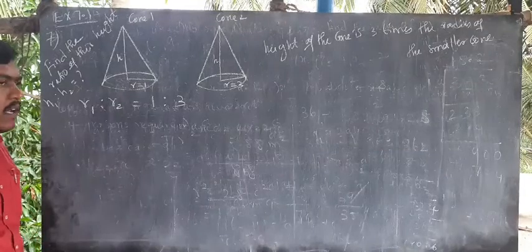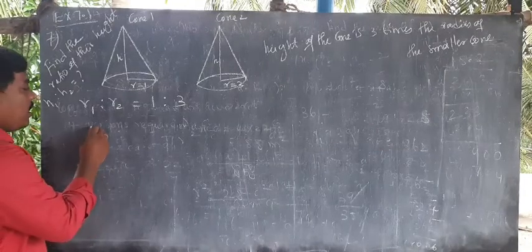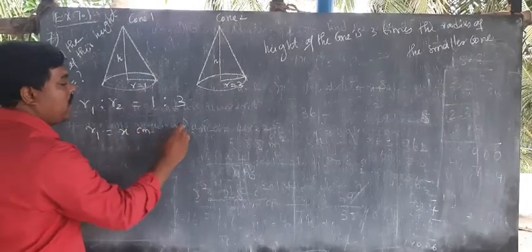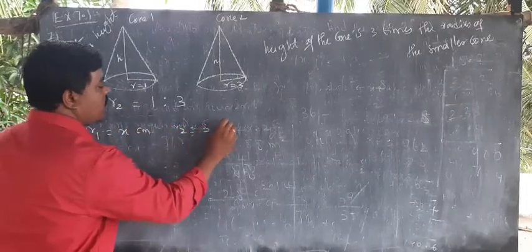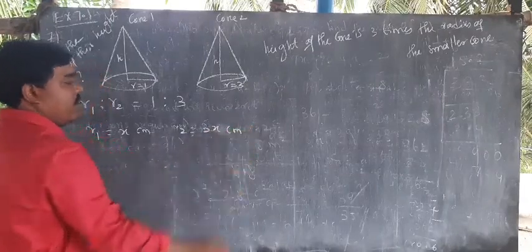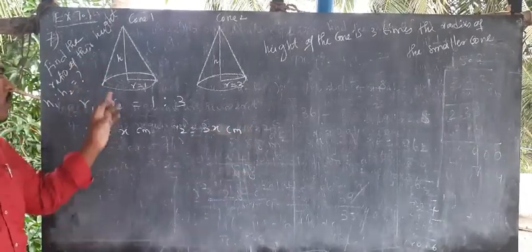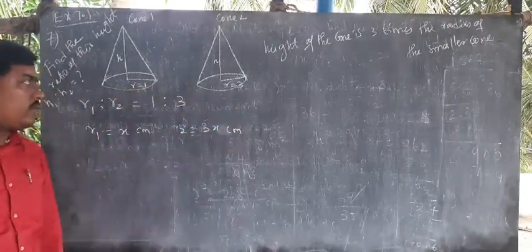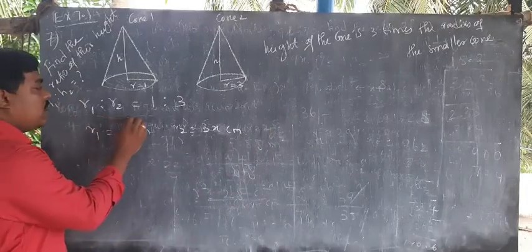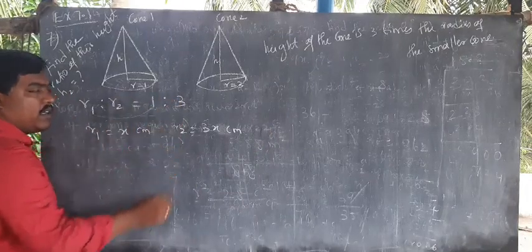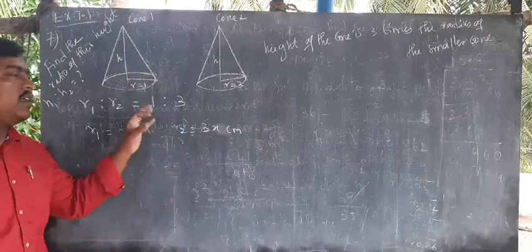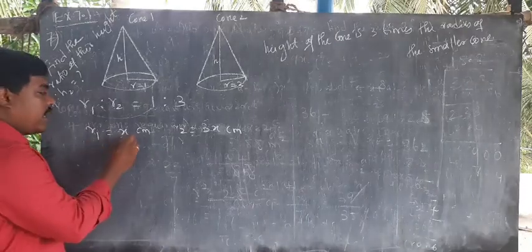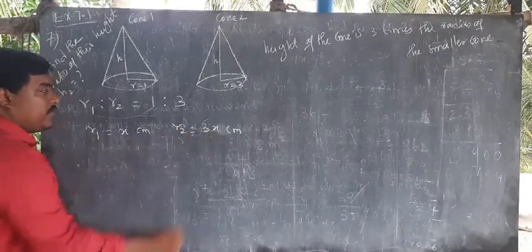Not 3 centimeter or 1 centimeter, only the ratio is given. So R1 equal to x centimeter, R2 equal to 3x centimeter. We don't know how many centimeters we are having, only the ratio 1 is to 3. This means the radius of cone 2 is 3 times greater. So R1 equal to x means R2 equal to 3x.